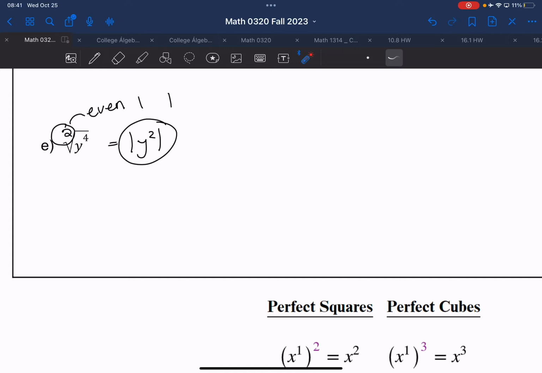So if this 4 was a what? A 6? Well, then you would ignore the y, and can you take the square root of 6? Yes. 3. Oh, no. No. If it was a 9, then you would take the square root of 9, and that would give you 3.